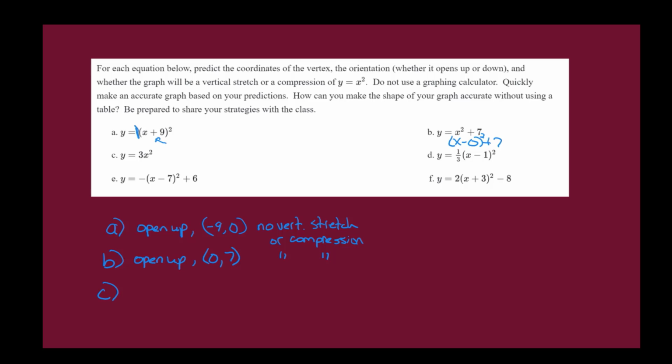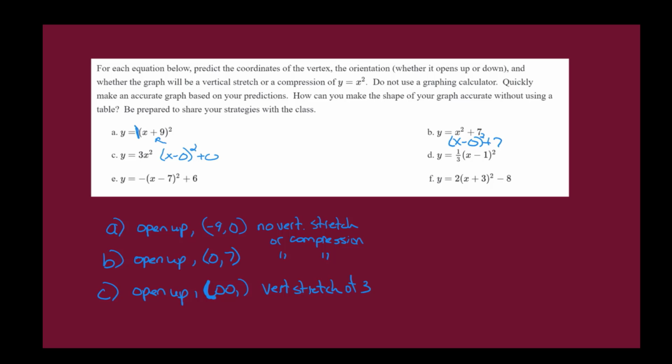On part C, it opens up still because A is positive. Look at this. This is like an X minus 0 squared plus 0. So really there's nothing. This is at the point of origin. So our vertex is 0, 0. All right. It does have a vertical stretch with a factor of 3. So vertical stretch of 3. And that's A, B, and C.